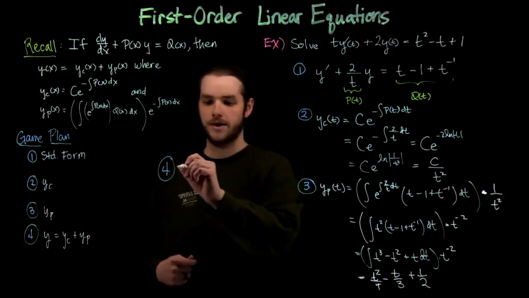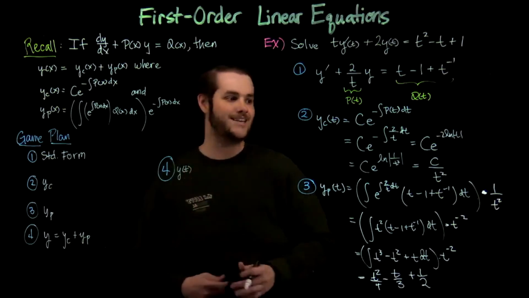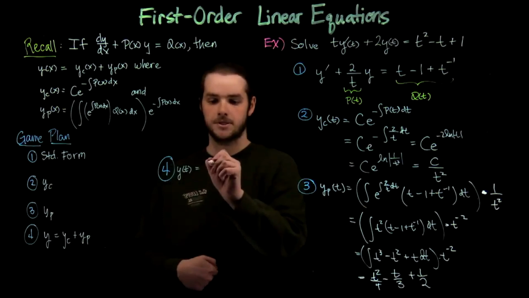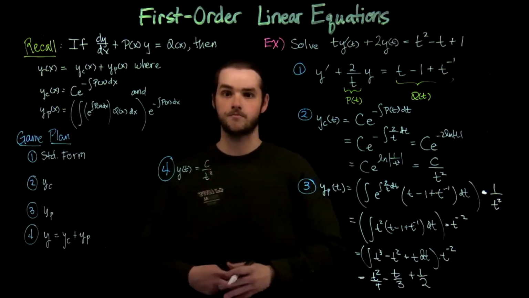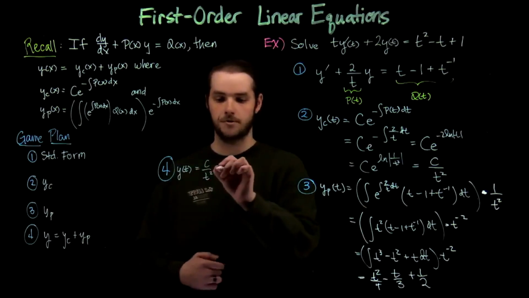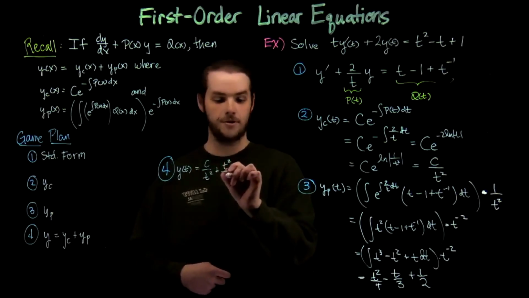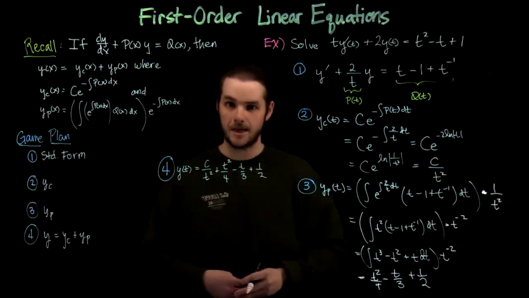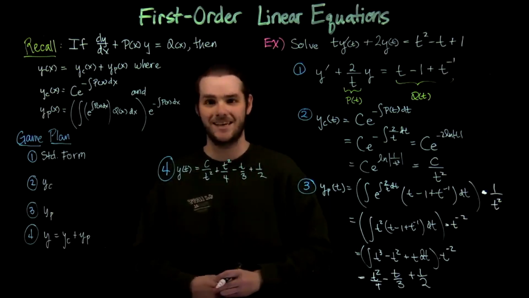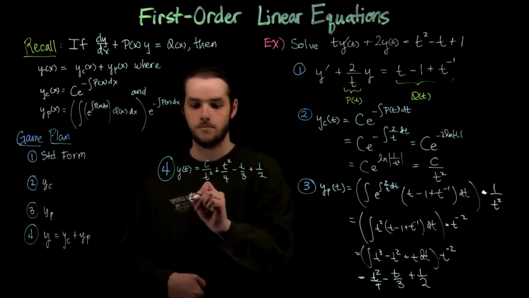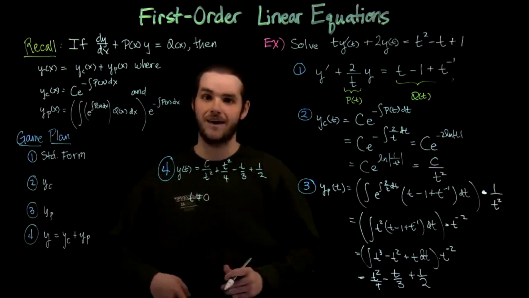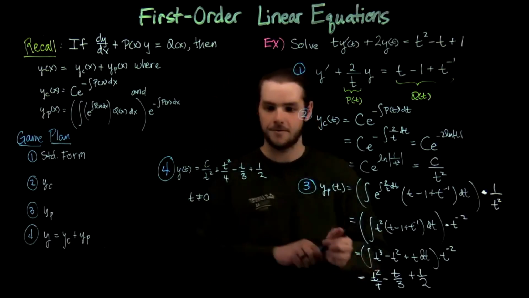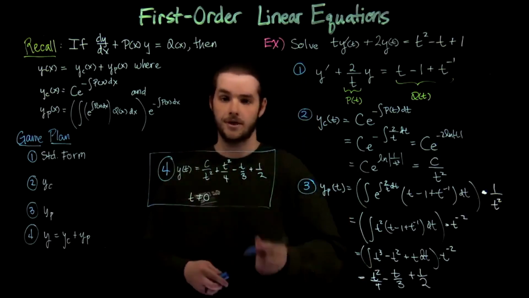That y of t is just the complementary solution, c over t squared, plus the particular solution, t squared over 4 minus t over 3 plus 1 over 2. Except that this comes with the caveat that t cannot be 0. So whichever interval of existence I would give, it just can't have 0 in it. But here is my general solution.